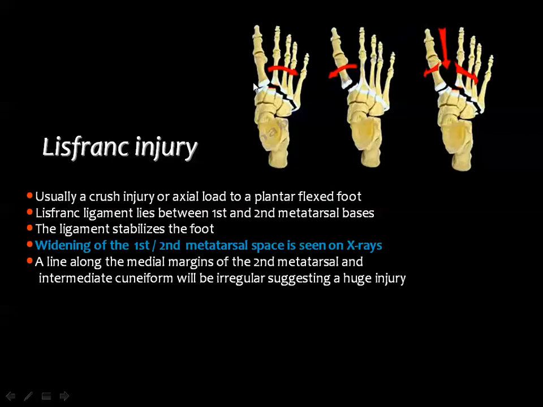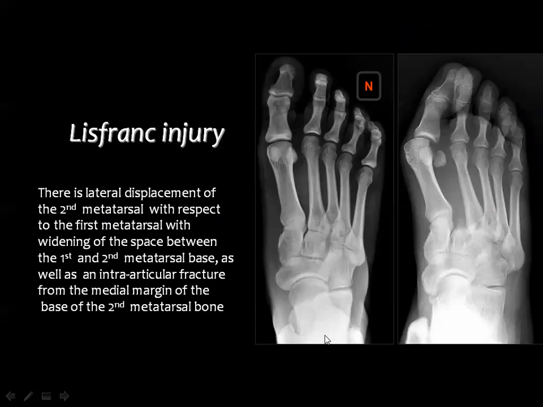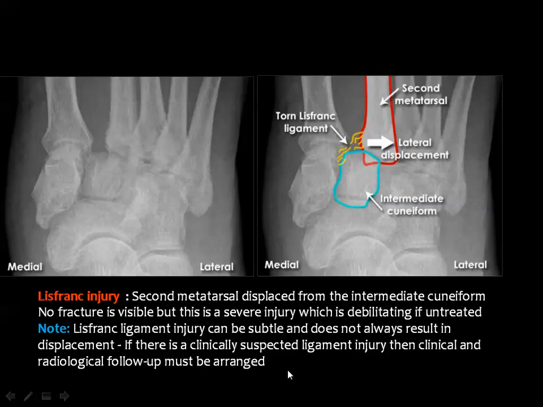Then, if the ligament is ruptured, you get separation between the first and the second metatarsal bones, which is easily appreciated on the plain X-rays. Normally, if you draw a line along the medial border of the second metatarsal bone, it will form a gentle curve with the middle cuneiform bone. But in cases of Lisfranc ligament injury, you get widening of this space, and if you draw a line, there will be a step deformity like this one, diagnostic of Lisfranc injury.